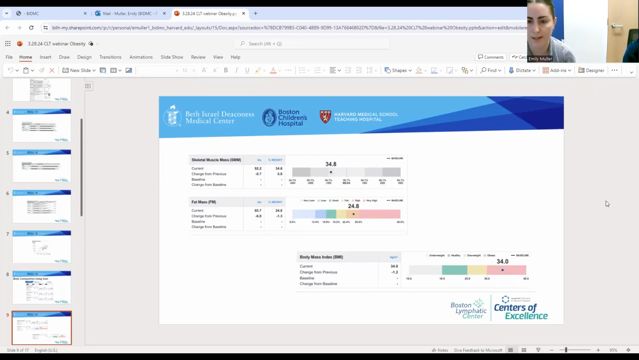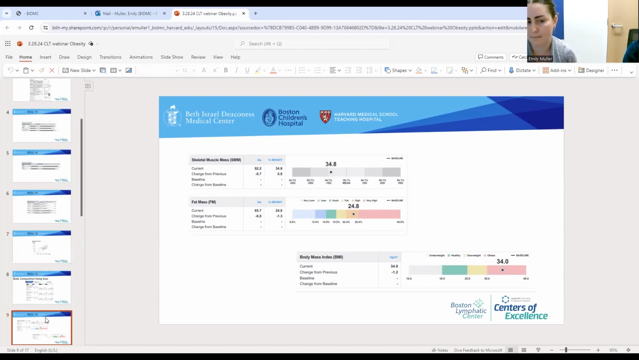As you can see, there's the mean that's right in the middle. And then for the fat mass, there are different ranges. So this patient is in the high range for fat mass. And then over here on the side is just for their BMI. You can see the green is healthy, then overweight, and then obese.